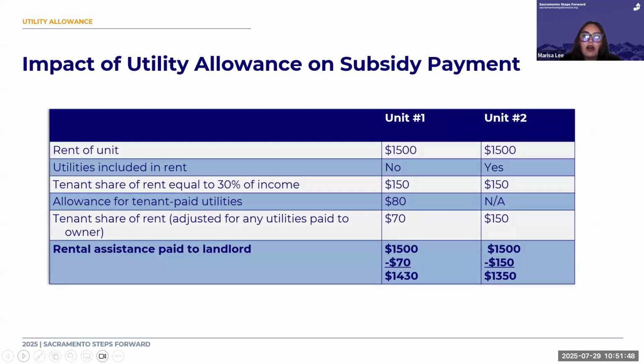Impact of utility allowance on subsidy payment. Utility allowance changes the amount the tenant pays and the amount the program pays. If a tenant's rent portion is $150 and they have an $80 utility allowance, they only pay $70 toward rent. The program subsidy increases to cover the difference. If the utility allowance is incorrect or missing, the rent calc will be off. Like Kadia said, it's all pieces in a puzzle. We can't miss a piece or the whole thing gets messed up. Next slide, please.